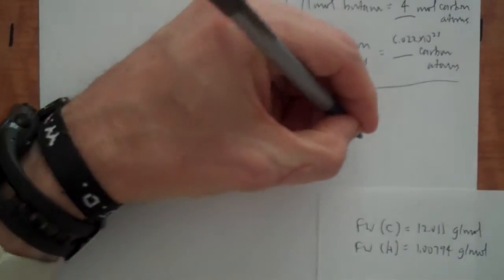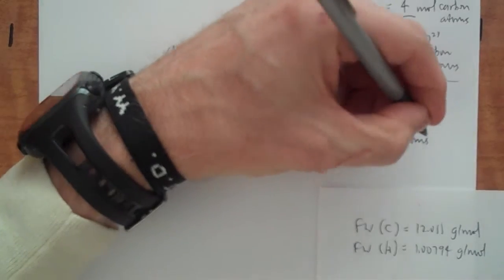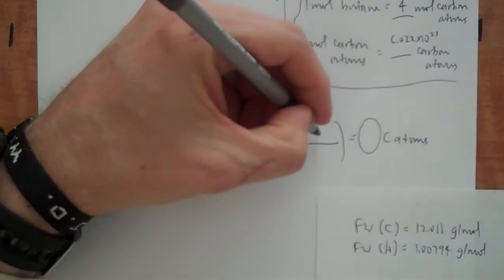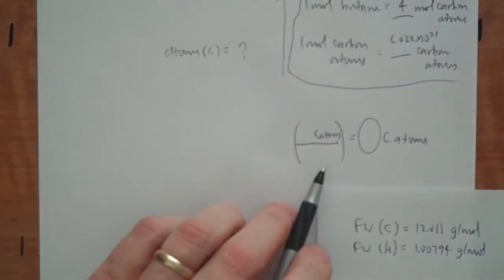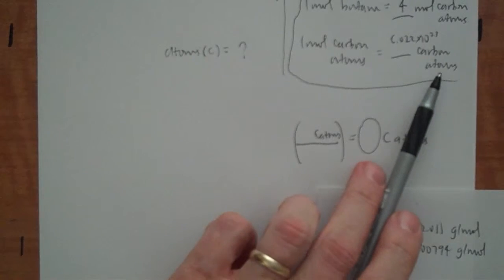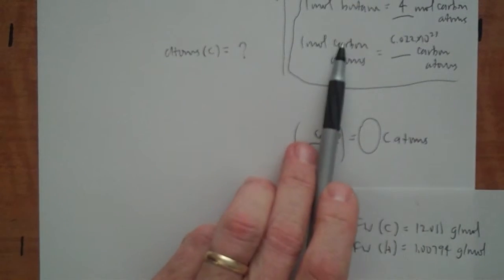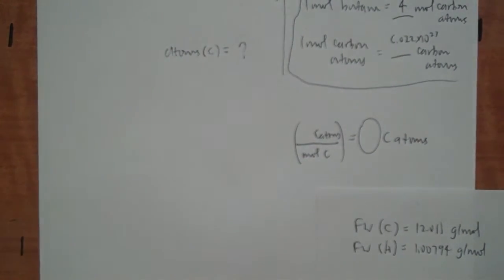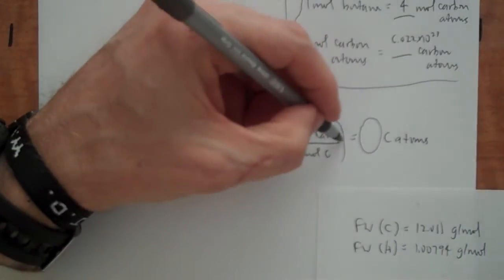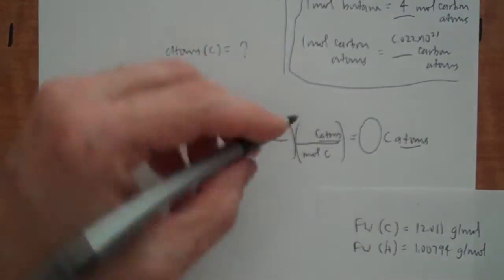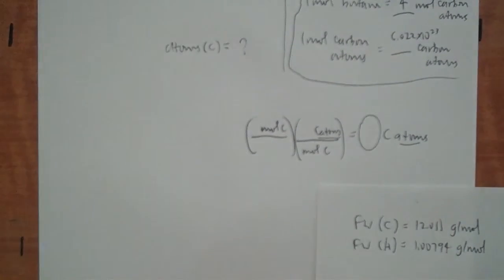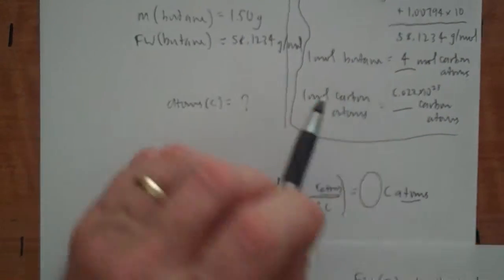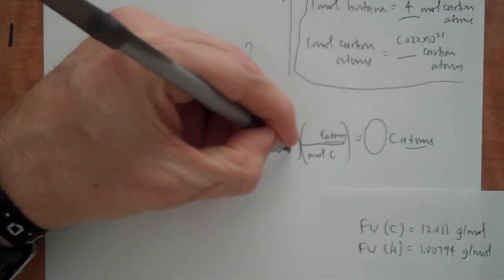The question is, how many carbon atoms? And that's going to be our answer. We know that we're going to have carbon atoms in the question stem. And sure enough, I can relate carbon atoms to moles of carbon atoms right here. And that's in my answer, but there's no moles of carbon in the answer, so I've got to cross that off. What else is carbon related to here? Moles of carbon is related to moles of butane.